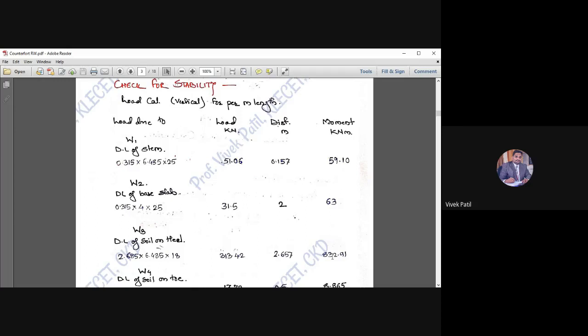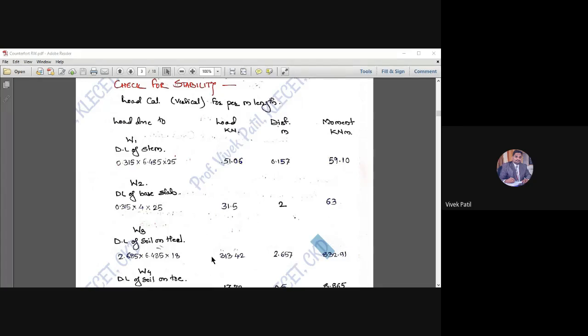313.42 into 2.65 gives 832.75 or something like that. Or 832.91, this value is correct? Yes, sir. Okay, so 832.91 you can take, or 832.75 you can take.